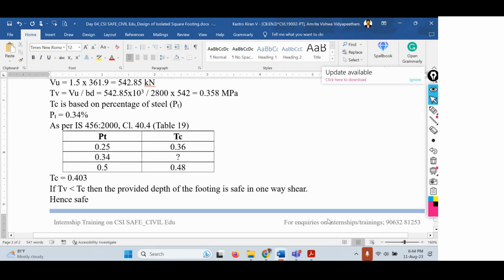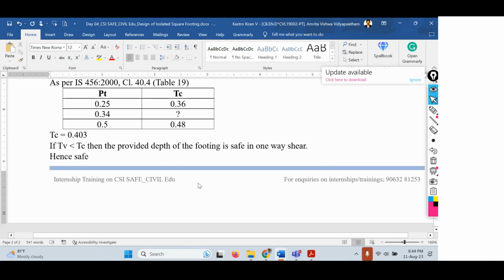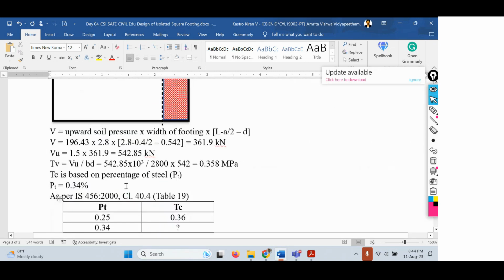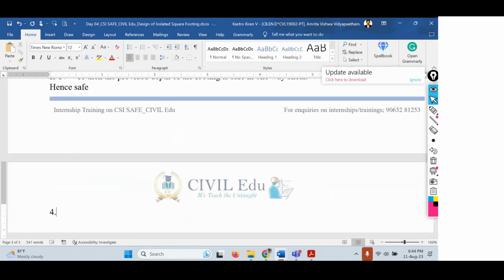Similarly, we have to do it for two-way shear also. How to do it for two-way shear? We have to look for the consideration. Let me write that as 4.2. The next step is check for two-way shear. What is the critical section of two-way shear?